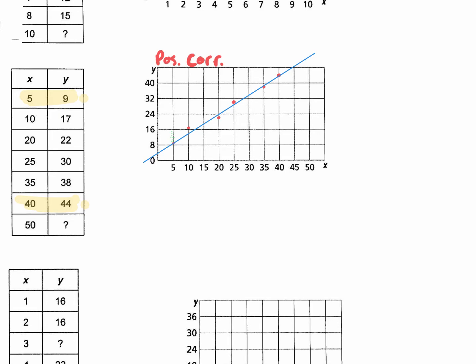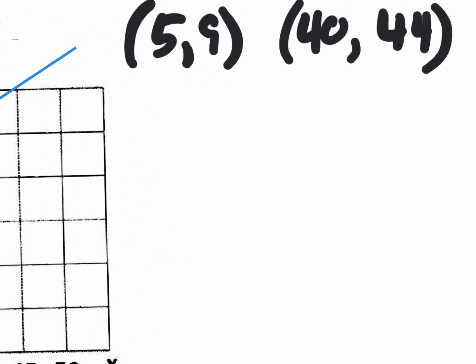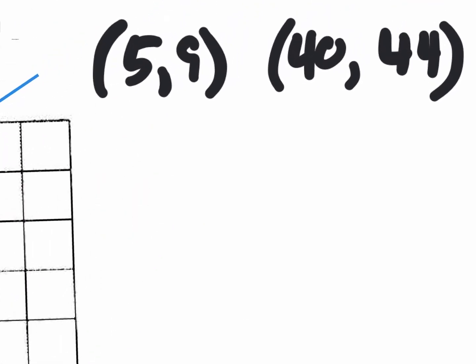All right, so since we're using the first coordinate, the 5 and the 9, and we're using the last coordinate, the 40 and the 44, we need to produce the equation of this blue line. And this is what we just did last week. What would we do with 2 points? We would find the slope. So I want to zoom in and do my work here.